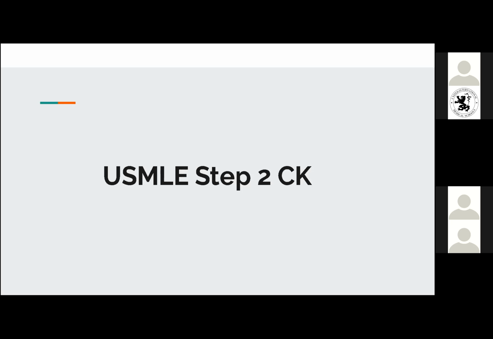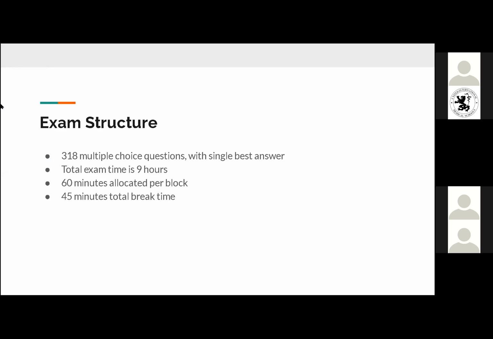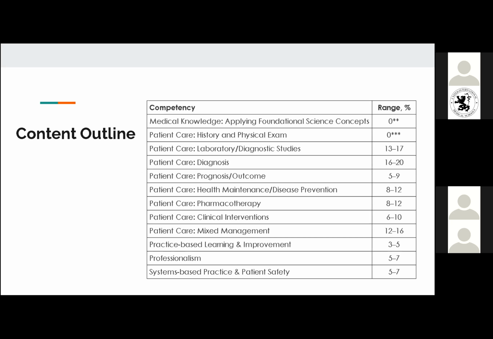Okay. So the second part of my presentation is going to be about the USMLE Step 2 CK. Again, the exam structure is very similar to the USMLE Step 1. However, it's a bit longer, so it has one extra block. Instead of 280 questions, you have 318 multiple choice questions. Again, single best answer. The total exam time is 9 hours compared to the 8 hours in USMLE Step 1. It's the same 60 minutes allocated per block, and there's a 45-minute total break time. So it's very similar to Step 1. The only difference is it's a bit longer.